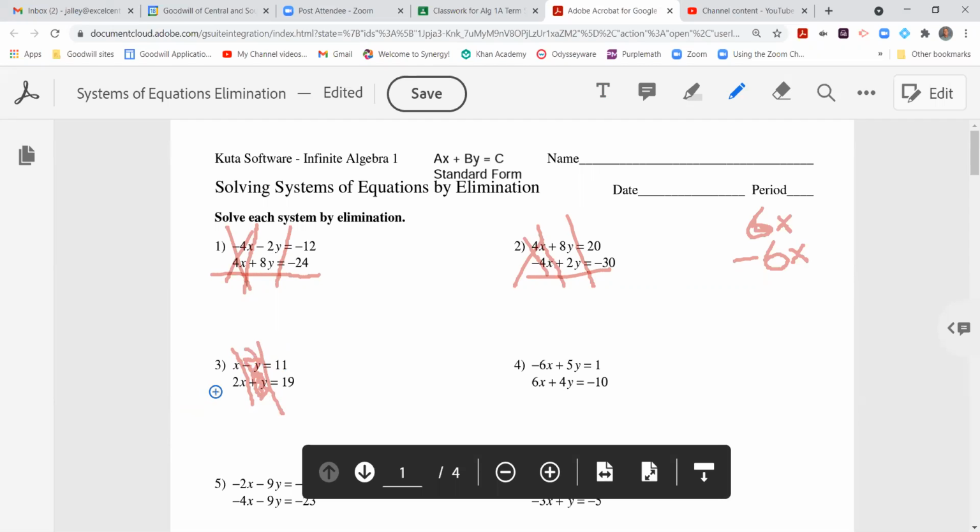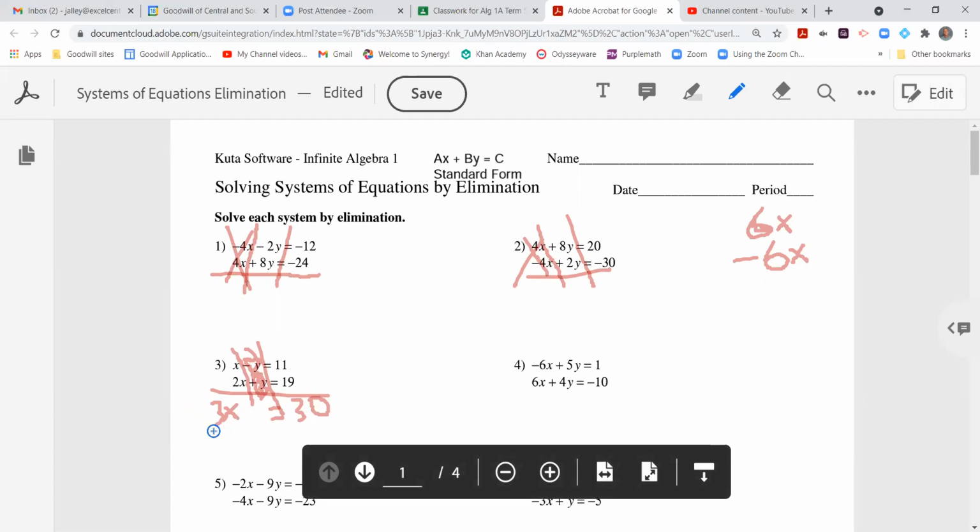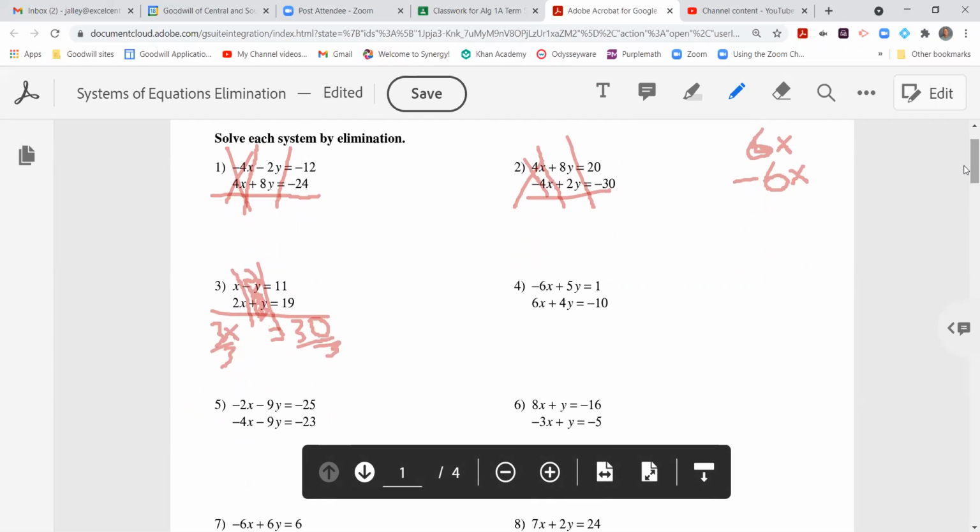After you've done that, we just add up what's left. Go down this X column: 3X. We don't have any Y terms anymore because we canceled those. 11 and 19 equals 30. Now we have a one variable equation. And what's X equal? 10. Yep. Divide both sides by 3. This is where I talk about dividing by the coefficient of our variable. X equals 10.